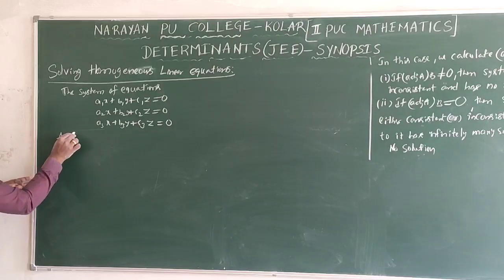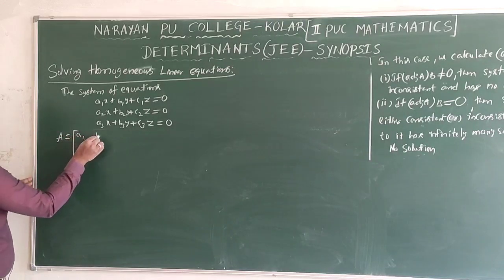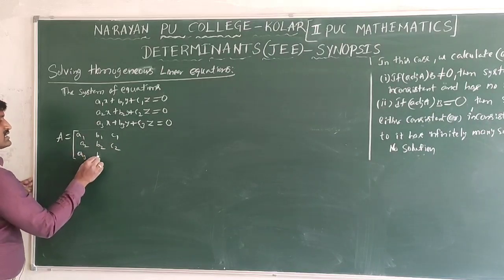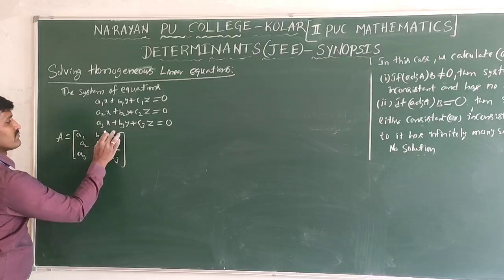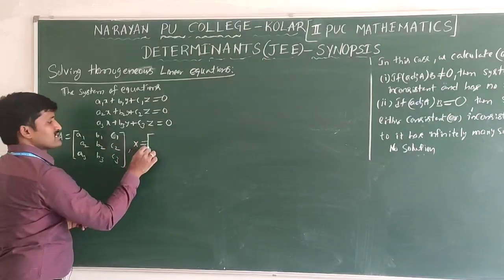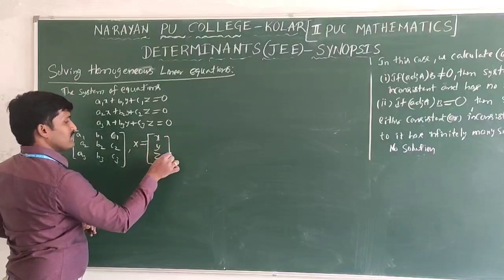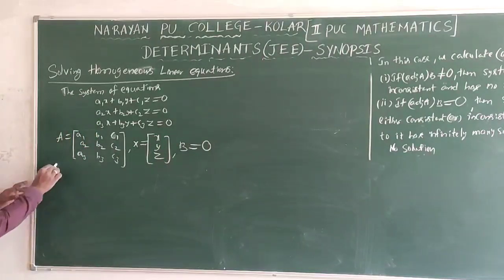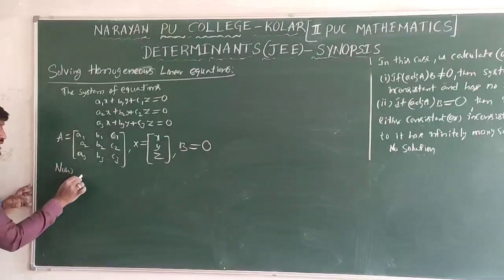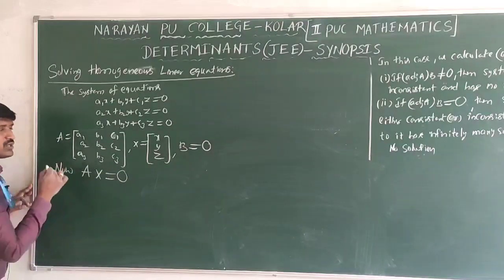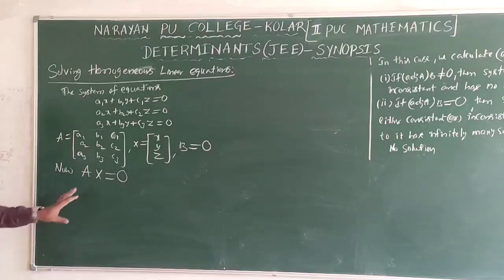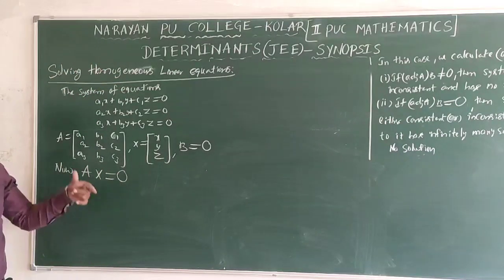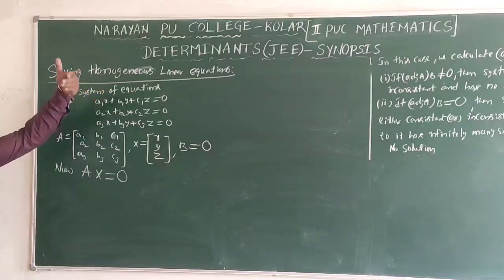Here also we will write three matrices. Coefficients a1, b1, c1, a2, b2, c2, a3, b3, c3. Next, the X matrix: x, y, z, and the B matrix, clearly a 0 matrix. Now this combination of equations we can write like this: AX equal to a 0 matrix. This is called homogeneous linear equations. AX equals some non-zero matrix B is non-homogeneous equations.